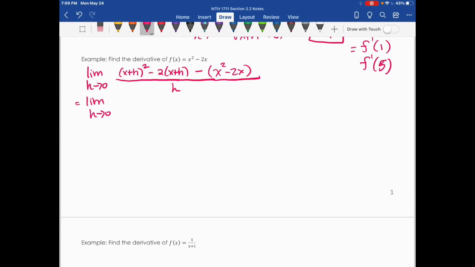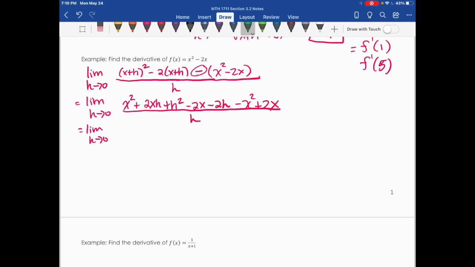Now I'm going to take x plus h and square it. So I'm going to do x squared plus 2xh plus h squared. That's my x plus h squared. Then I'm going to distribute the negative 2. So I have negative 2x minus 2h. And then I'm going to distribute this negative here in front of the x squared minus 2x. So that's going to give me a minus x squared plus 2x. And this is all over h.